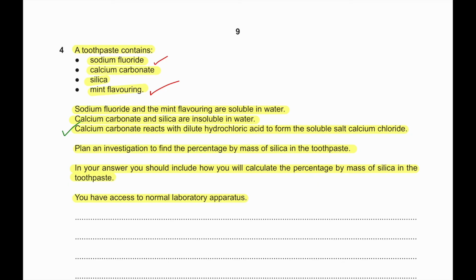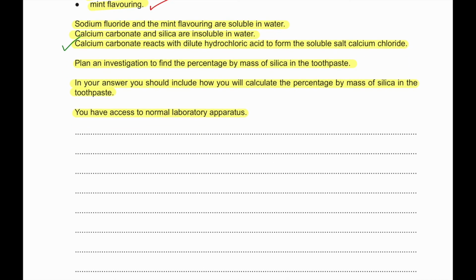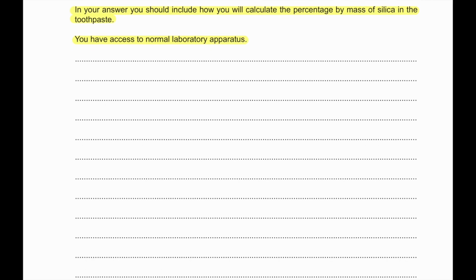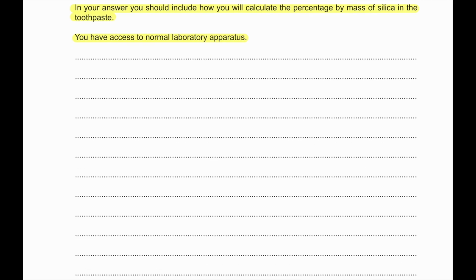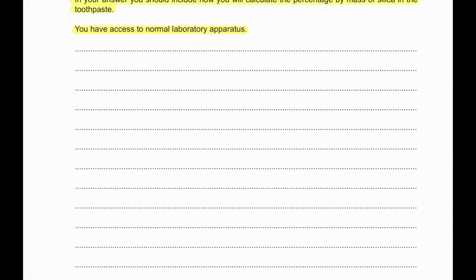We add the acid until no more fizzing can be seen. And then we're going to filter the solution, and we obtain the residue. The residue, we will wash with more distilled water, and then we leave the residue in the filter paper and dry it in the oven. Then we're going to re-weigh the residue. And then to find the percentage by mass of silica, we take the mass of the residue on top, divided by the total mass that we have taken, times 100%, which will be the percentage by mass of silica.